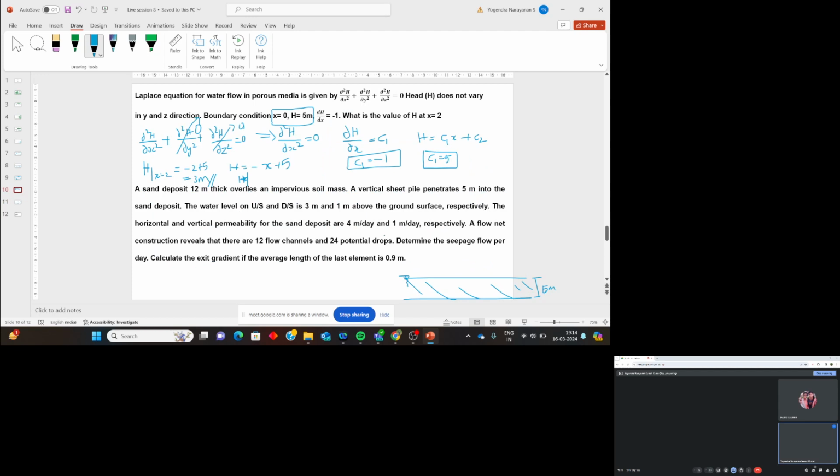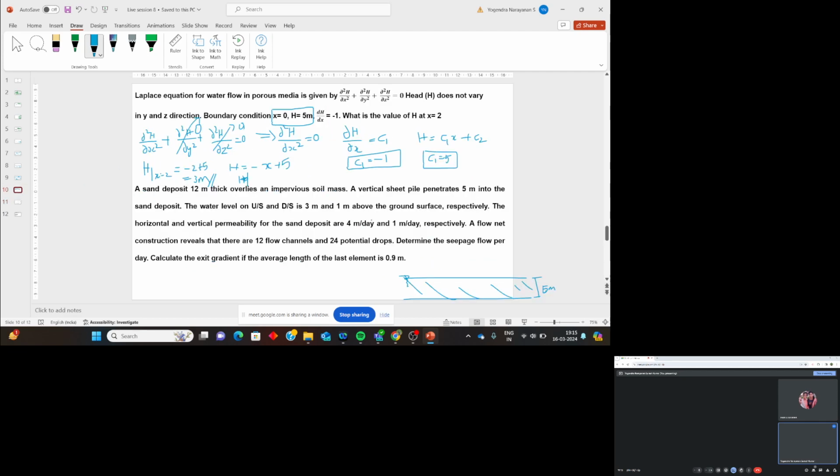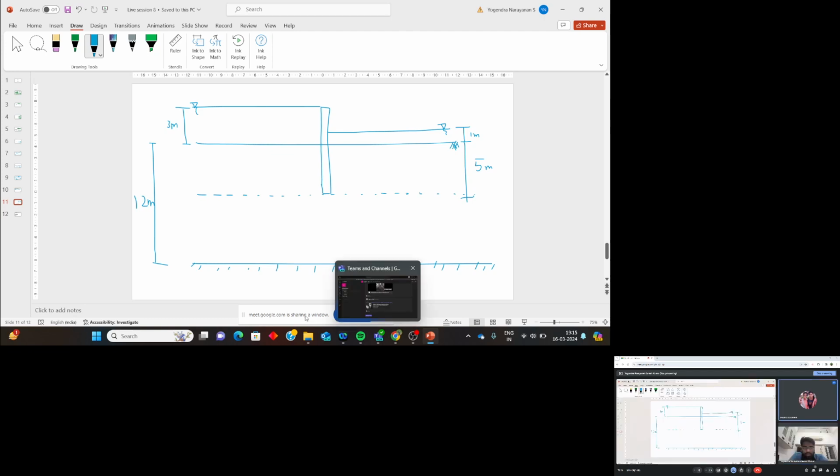Are you able to get that? Yes, sir. So this is the sheet pile. What they are saying is the water level on the upstream side is 3 meters and on the downstream side it is 1 meter above the ground surface. So this is 3, and this is 1, above the ground surface. It will be 3 meters. It is 1 meter. Yes, okay, sir.